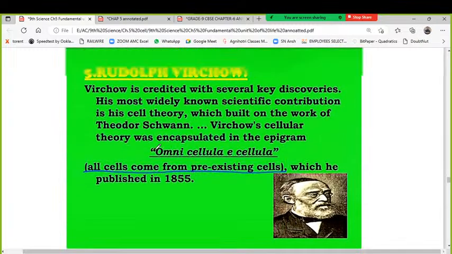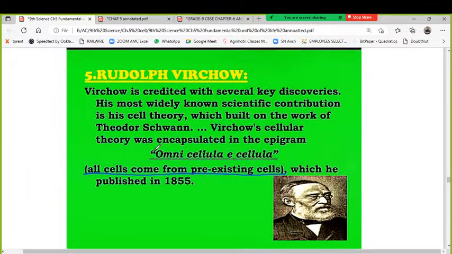Then we have Rudolf Virchow. What has this scientist done? Virchow is credited with several key discoveries. His most widely known scientific contribution is that he has also given cell theory. And what does his cell theory suggest? His cell theory suggests omnis cellula e cellula. What does this mean? It means all cells come from pre-existing cells. All cells come from pre-existing cells. That is what omnis cellula e cellula means.